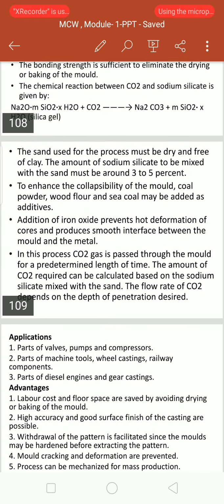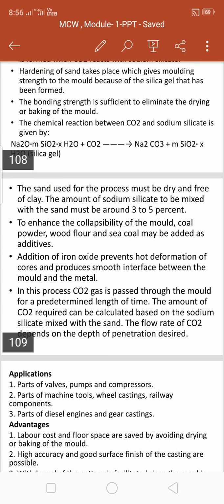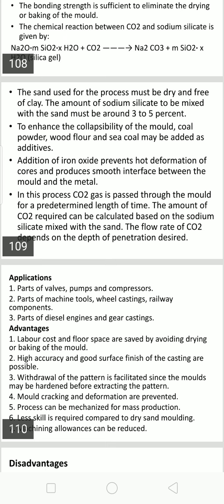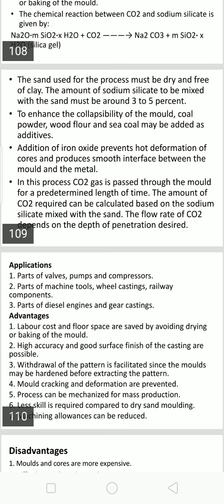All these procedures are mentioned here along with the reaction. This is very important from the examination point of view, so again you have to go through them. Advantages: labor cost and floor space are saved by avoiding drying or baking of the mold. No question of baking the mold in this procedure. High accuracy and good surface finish of the casting are possible. Withdrawal of the pattern is facilitated since the mold may be hardened before extracting the pattern. So we can remove the pattern immediately and pass the gas.